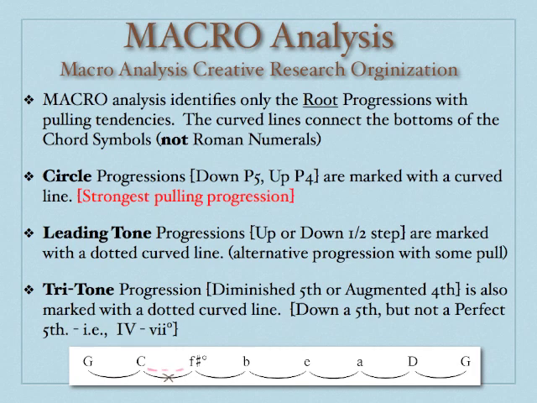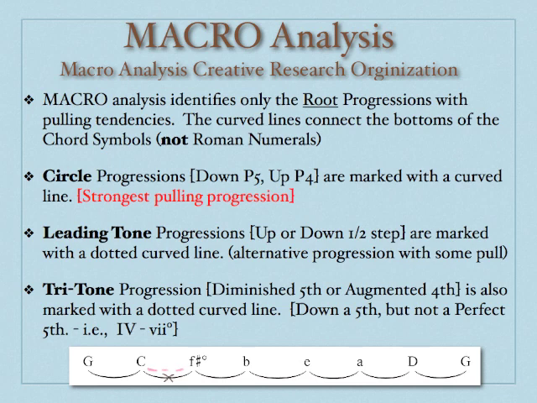In macro analysis, we use a curved line to connect roots of the chords that are a fifth apart, so that go down a fifth. So a B chord is the fifth of an E chord, and an E chord is the fifth of an A chord, etc. The circle progressions that go down a fifth are the strongest pulling progressions.